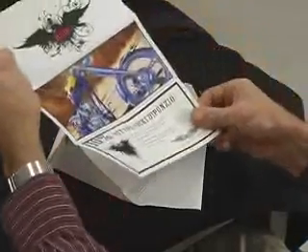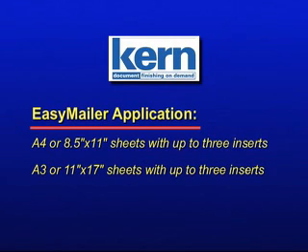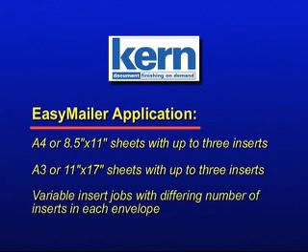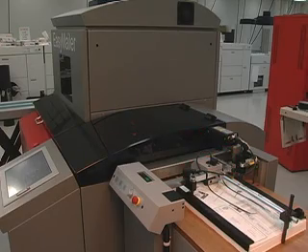EasyMailer has many options for producing mail pieces. A4 or 8.5 by 11 inch sheets with 1, 2, or 3 insert sheets. A3 or 11 by 17 inch sheets with 1, 2, or 3 insert sheets. Or finally, variable insert sheets for both A4 and A3 European format and 8.5 by 11 inch or 11 by 17 inch US format paper sizes. Let's take a quick look at how the EasyMailer 515 works.